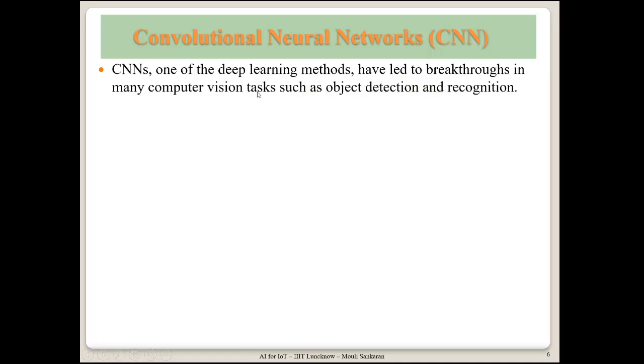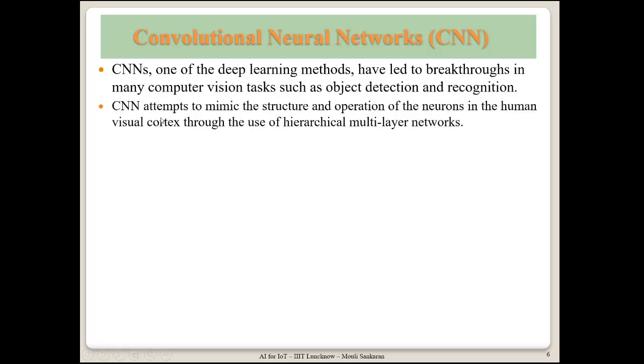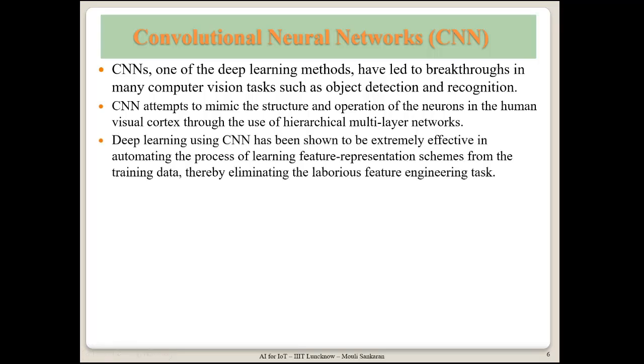Okay, now CNN is one of the deep learning methods that have led to a breakthrough in many computer vision tasks such as object detection and recognition. CNN attempts to mimic the structure and operation of neurons in the human brain, especially the visual cortex, because this is an area which is related to the viewing, whatever our eyes see, processing the images through the use of hierarchical multi-layer networks. Of course, it is hierarchical and multi-layer.